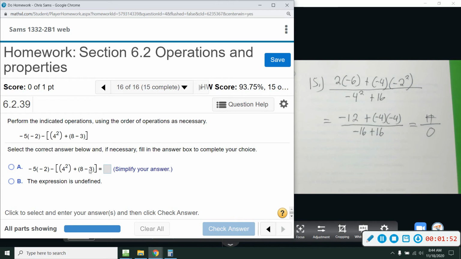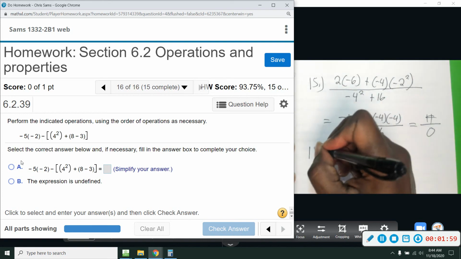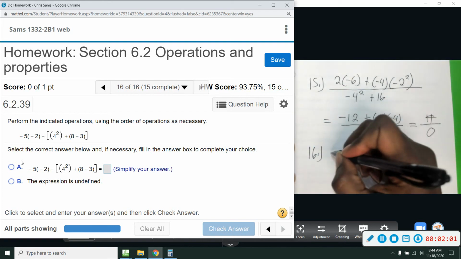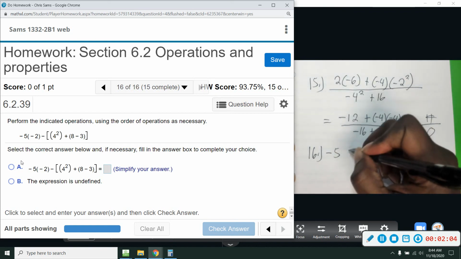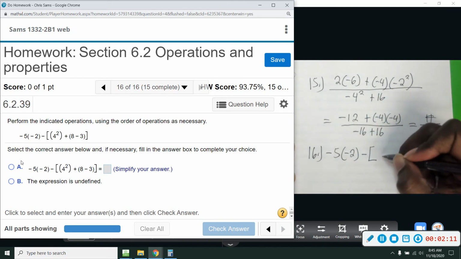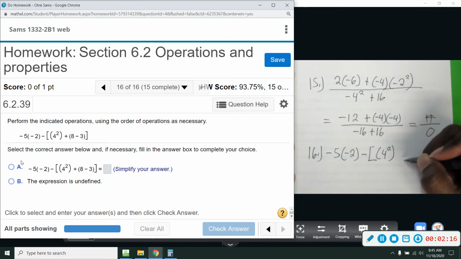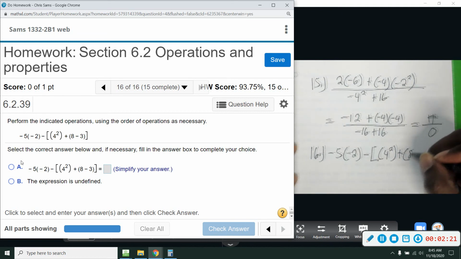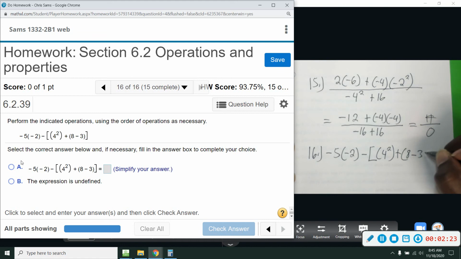All right, number 16. Again, we're going to apply order of operations and simplify this problem one step at a time. So negative 5, and then in parentheses, negative 2, minus, open bracket, open parentheses, 4 squared, close parentheses, plus, open parentheses, 8 minus 3, close parentheses, close bracket.